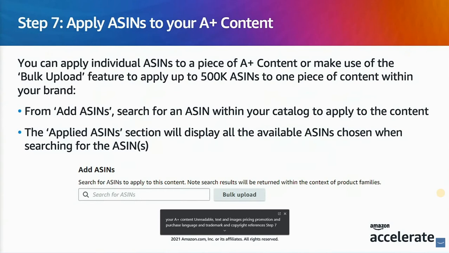Step 7, applying ASINs to the piece of A+ content. You can easily apply individual ASINs or small number of ASINs in a comma delimited list in the Add ASINs field. You can also bulk upload a large number of ASINs via spreadsheet. It's super simple.